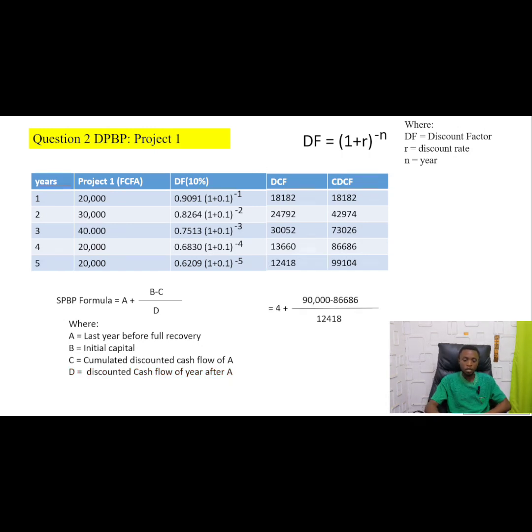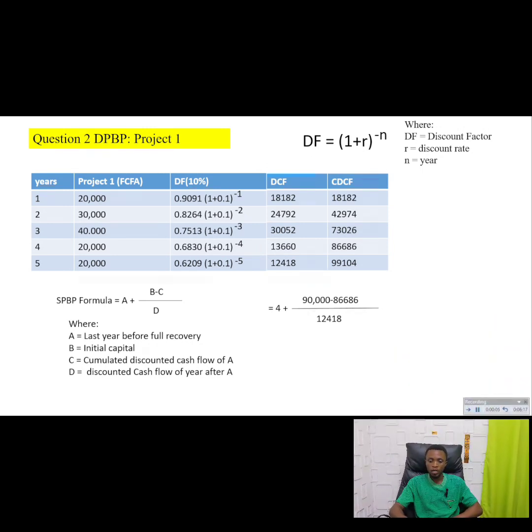12,418. So now let's substitute into our formula, which is 4 plus 90,000 minus 86,684 divided by 12,418, which will give us 0.27. Now to convert this 0.27 to months, we multiply by 12, which is 0.27 times 12, giving us 3.24 months. Now to convert this 0.24 to days, we multiply by 30. 0.24 times 30 will give us 7 days.